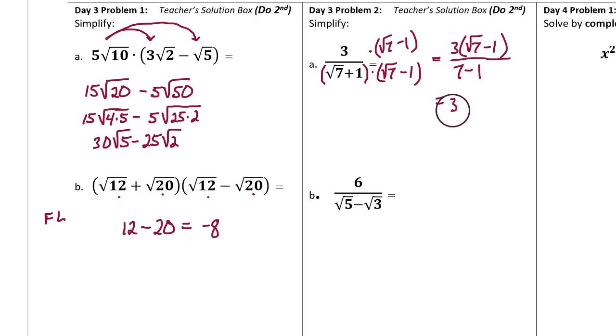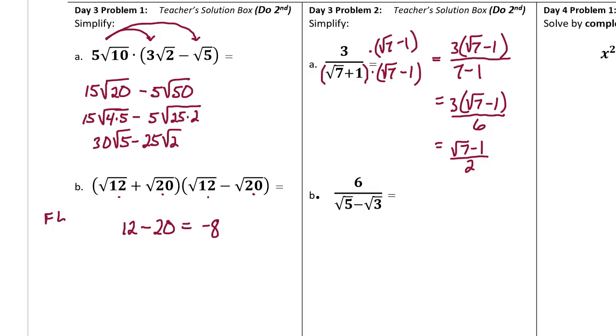So this is 3 times the square root of 7 minus 1 all over 6. But 3 over 6 reduces. So we get the square root of 7 minus 1 all over 2.